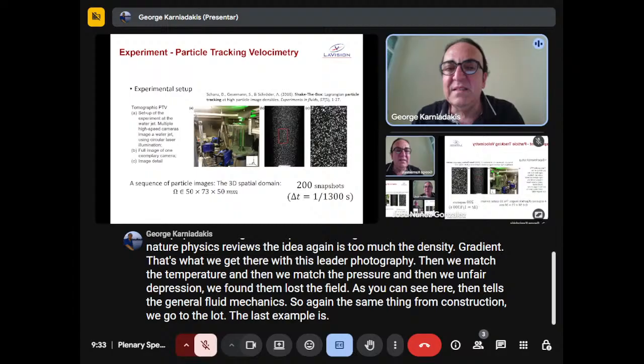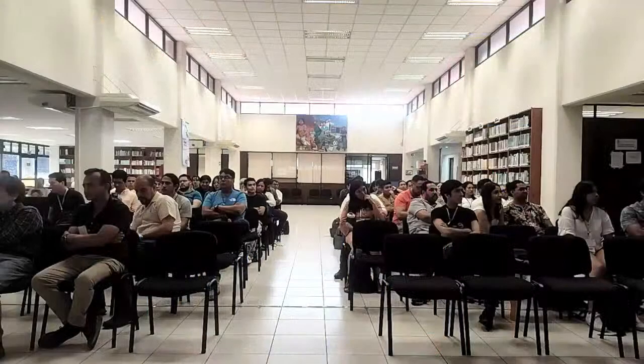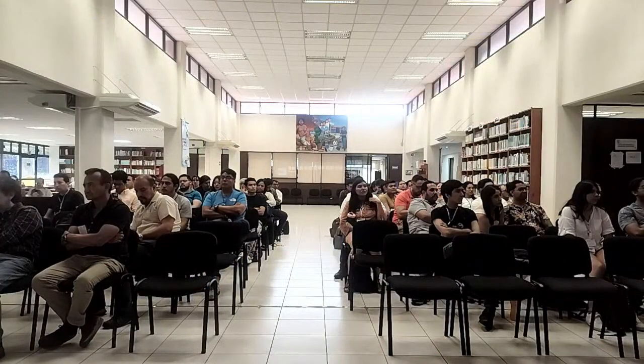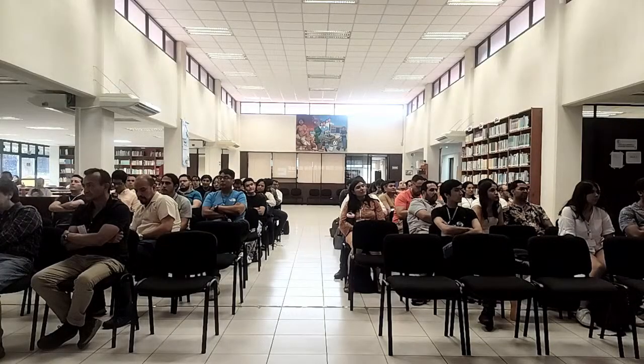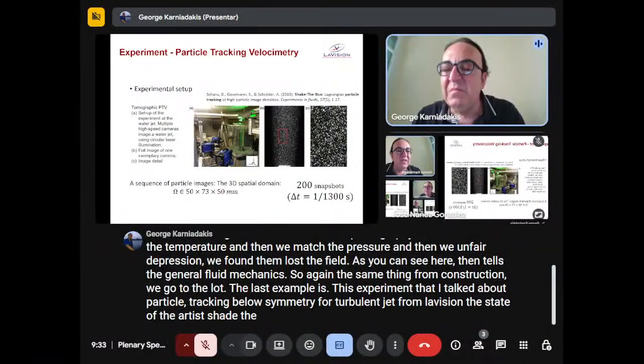The last example is this experiment that I talked about, particle tracking velocimetry for a turbulent jet from Division. The state of the art is Shake-the-Box.